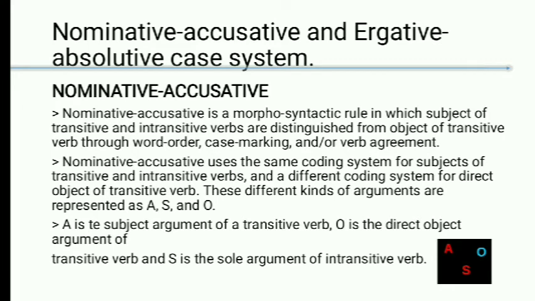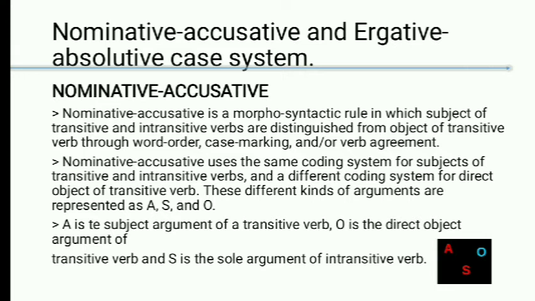Nominative accusative and ergative absolutive case systems. Nominative accusative is a morphosyntactic rule in which the subject of transitive and intransitive verbs is distinguished from the object of a transitive verb through word order, case marking, and/or verb agreement. Nominative accusative uses the same coding system for the subject of transitive and intransitive verbs, and a different coding system for the direct object of a transitive verb. These different kinds of arguments are represented as A, S, and O.